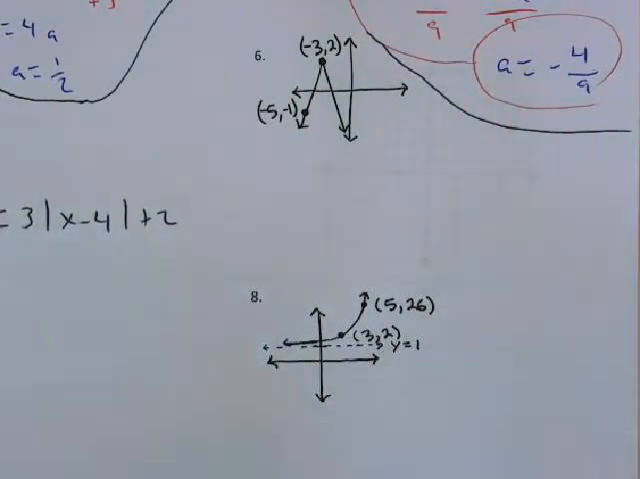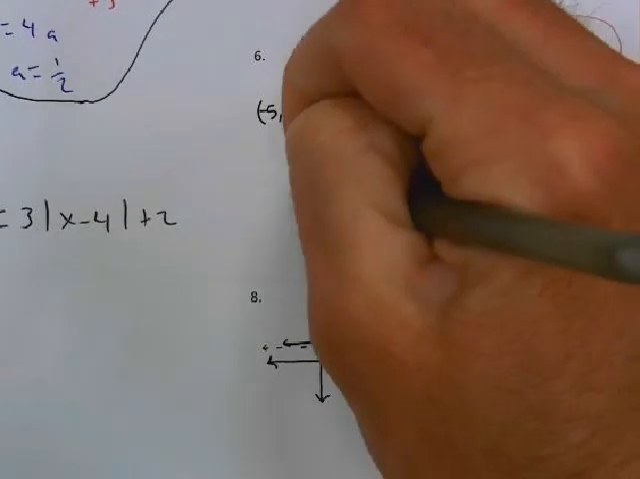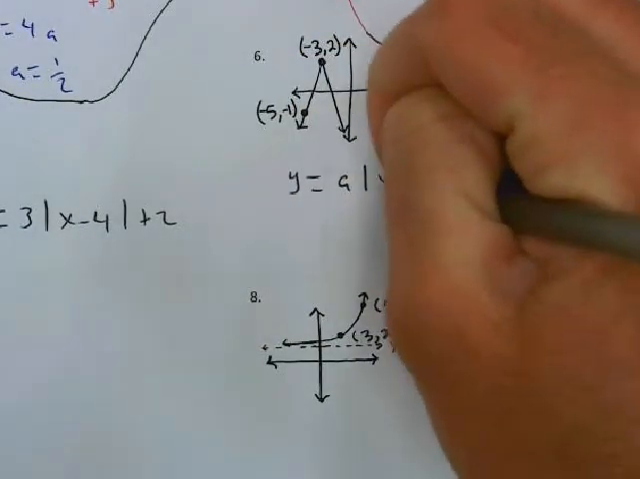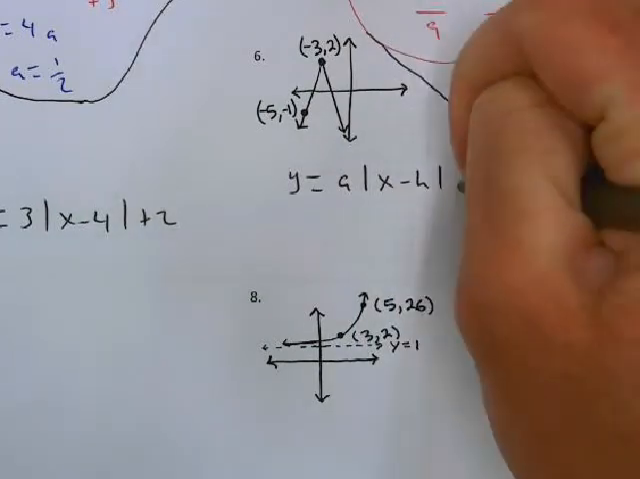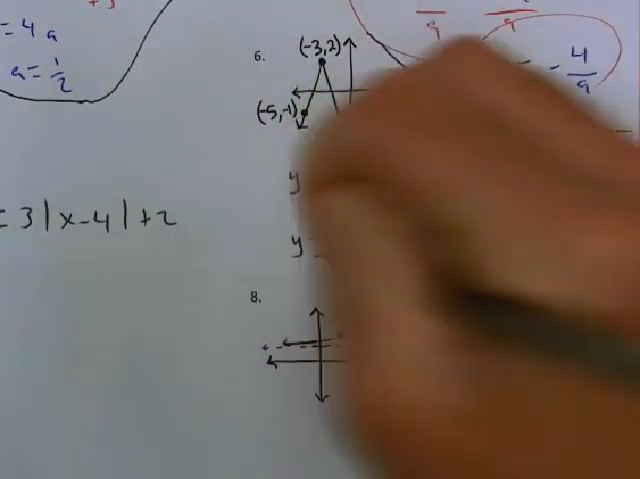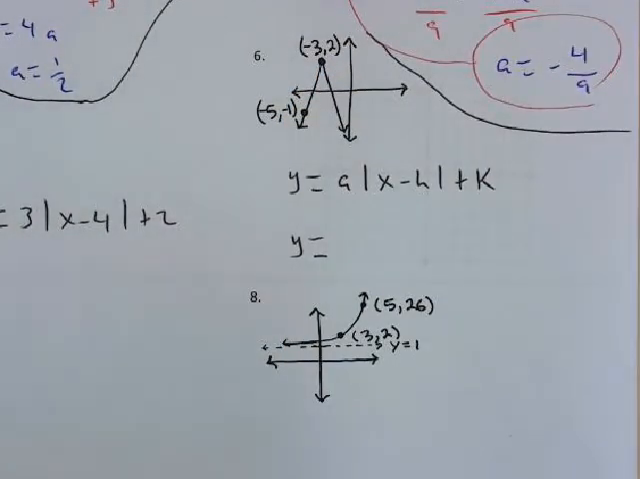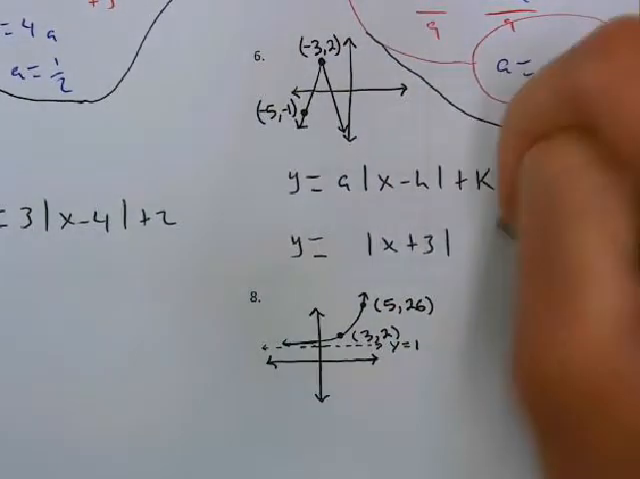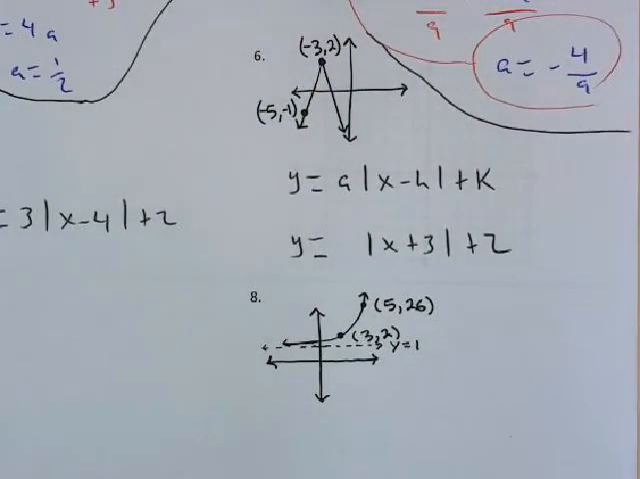We've got another absolute value function, so then I know my equation is going to look like this: y equals some a value times the absolute value of x minus h plus k. All right, and then what do we know is going to be in our equation? Well, we know we're going to have y equals. I don't know what my a value is yet, we'll leave that blank. And then, since my vertex is at negative 3, 2, I know I got to have x plus 3 to move it left 3. And I know I got to have plus 2 to move it up 2.